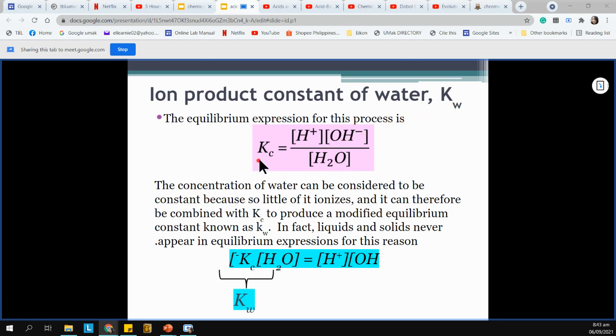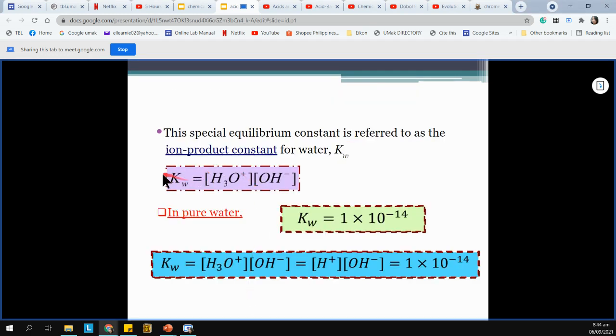So, Kw is equal to the concentration of hydrogen ion times the concentration of hydroxide ion all over the concentration of water. Now, please take note that pure water does not have any concentration. So, nasisimplify na lang siya into this equation, okay? So, nagiging ganito na lang siya, or ganito na lang itsura niya.